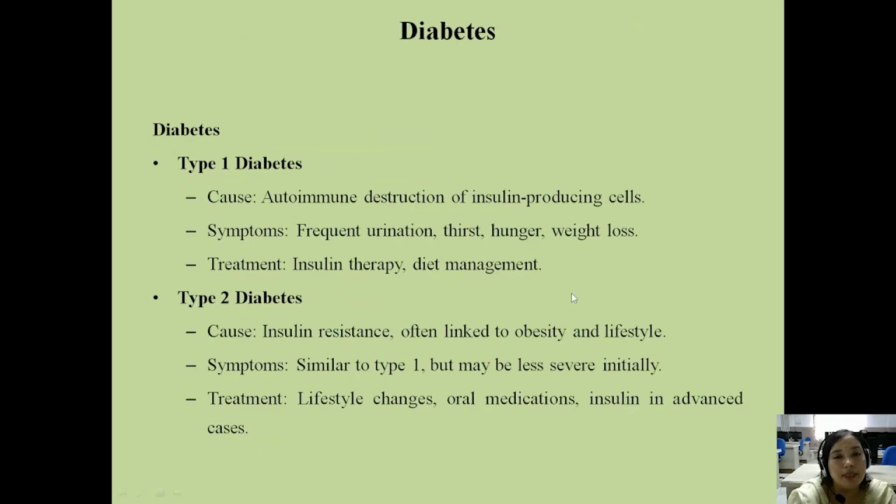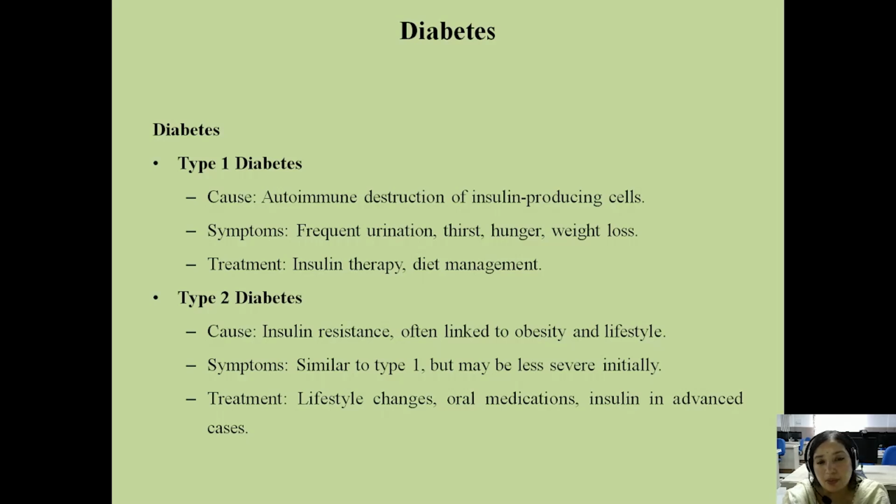Then diabetes. Diabetes is very common nowadays. We can say every second person has diabetes in India, so this is a very common disease in India. There is type 1 diabetes and type 2 diabetes. Type 1 is caused by autoimmune destruction of insulin-producing cells. Symptoms are frequent urination, thirst, hunger, and weight loss. Treatment is insulin therapy and diet management.